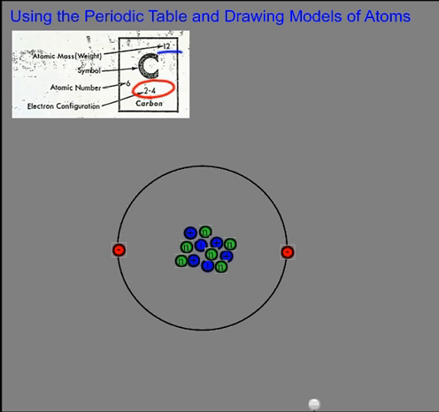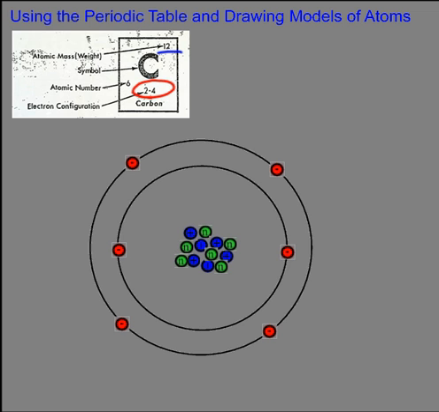So here's my first energy level with 2 electrons, and here's my second energy level with its 4 electrons. Notice that I put a little minus sign in each one of these electrons to represent their negative charge. Also remember that in this model, it kind of looks like the electrons are going around in an orbit, like the planets go around the sun or the moon goes around the earth. And that's not really true.